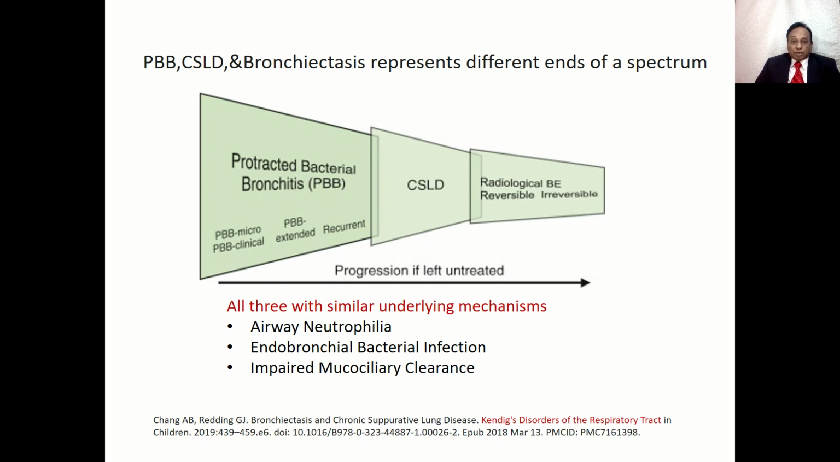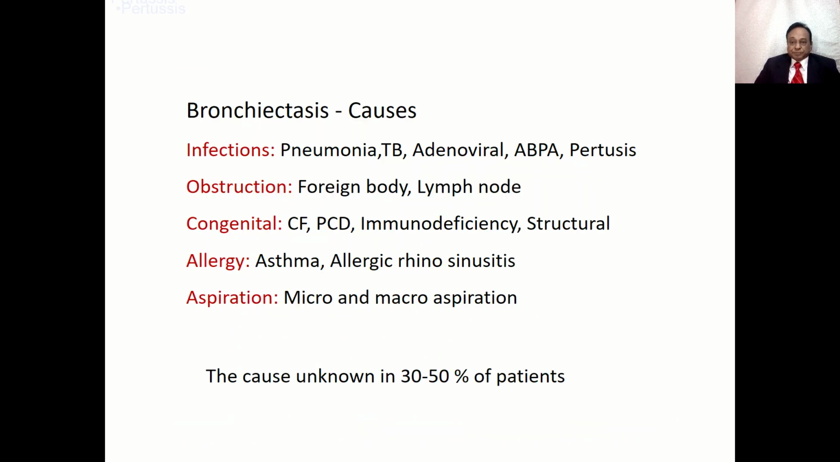Any child having a wet cough that you are not able to attribute to any other cause, and that has been present for more than 3 to 4 weeks, you have to strongly suspect PBB. Then you have to necessarily treat the child. That is very important. Otherwise it slowly progresses to CSLD and bronchiectasis. Most of the time, we have done a lot of investigations, but nowadays they say even bronchoscopy and BAL are not required. You can straight away make a clinical diagnosis and treat, thereby preventing bronchiectasis.